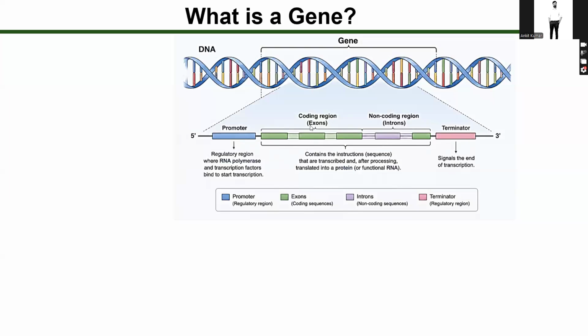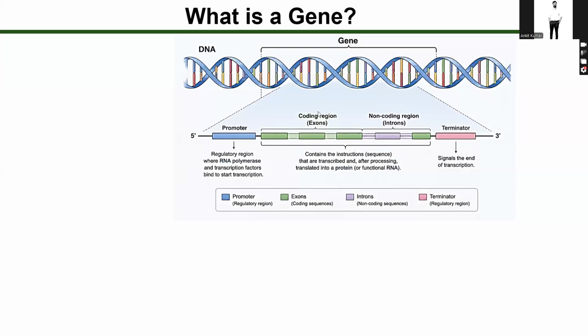But here you can see there is a coding region called the exons. Then there is a non-coding region called the intron. The exons contain the instruction sequence that is transcribed and, after processing, translated into the protein. So this is the region where gene expression happens, and this expressed gene will be transcribed into RNA, and finally in the ribosome it will get converted into the protein.